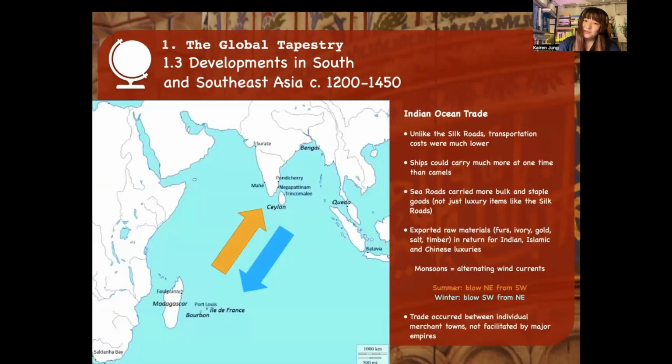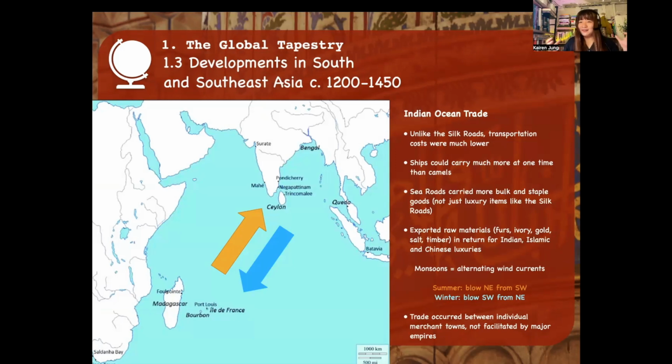Next, we see the Indian Ocean trade. We're going to look a lot more at the Indian Ocean trade as these units progress. But unlike the Silk Roads at this time, transportation costs were much lower. Remember how shipping things in bulk by waterway is much cheaper and much faster and more economic than transporting things by camelback, right?